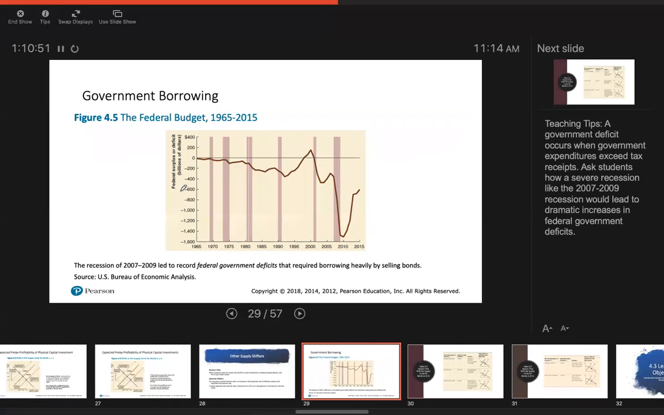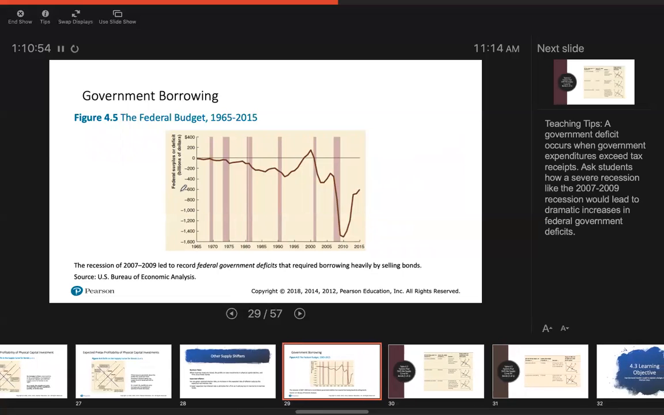Okay. Then the final thing is government borrowing. In the bond market, it's not just corporate players. The government is a big player in the bond market in general. And here you see what has happened historically since 1965. The level here is zero, so this is when the budget is balanced.